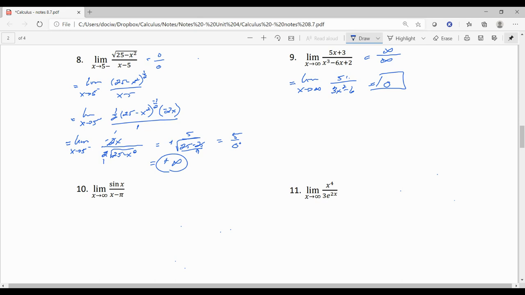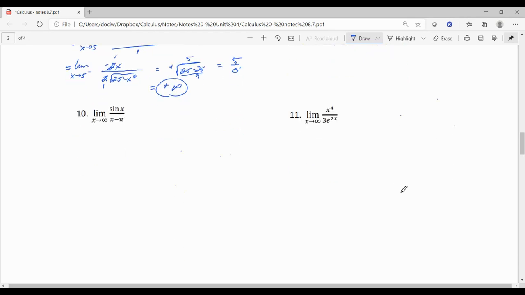Okay. Sine of x, as x goes off to infinity. Oh, this one's kind of interesting. The sine of x is actually going to oscillate between -1 and 1. As x goes off to infinity, my denominator is approaching infinity because x is getting infinitely large. I can use L'Hopital's here and say we have the limit as x approaches infinity.